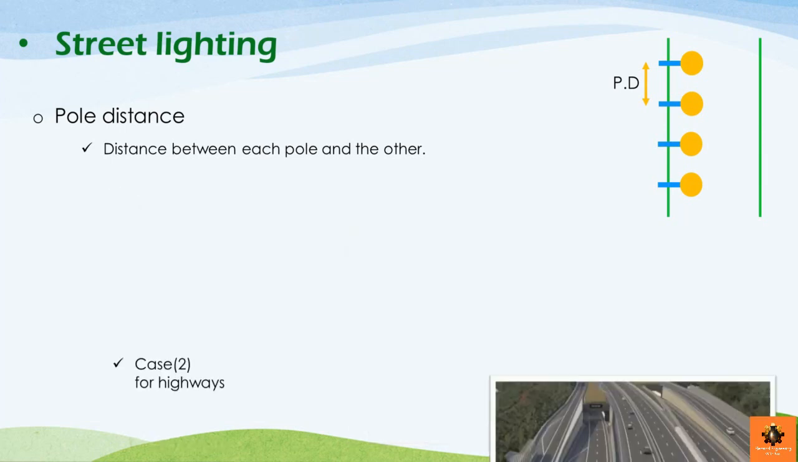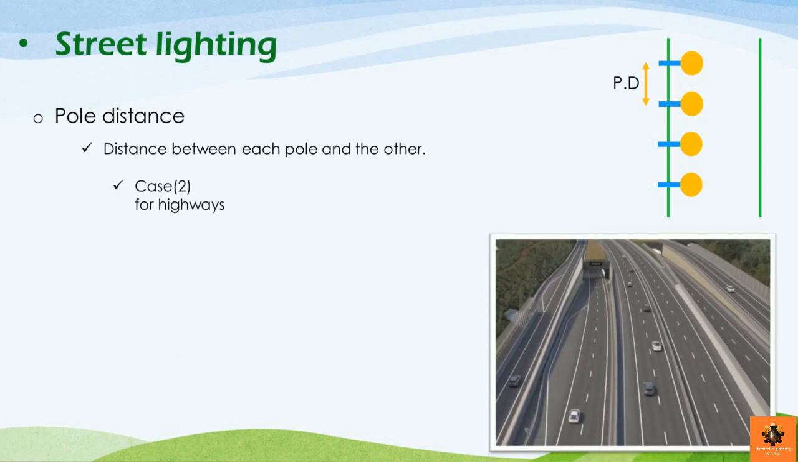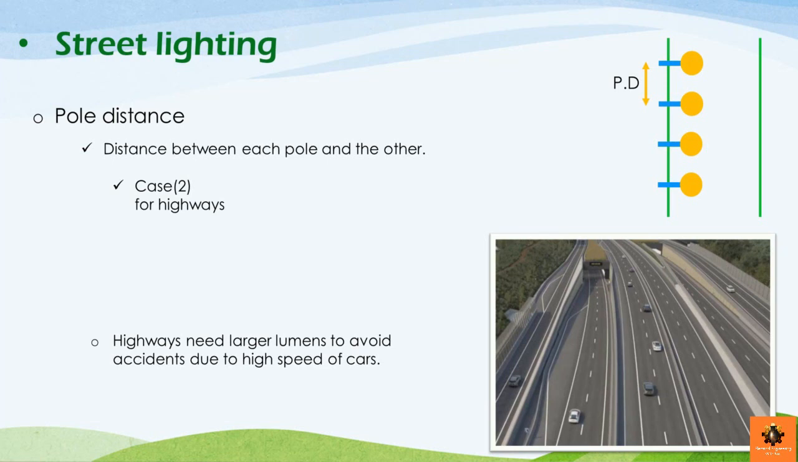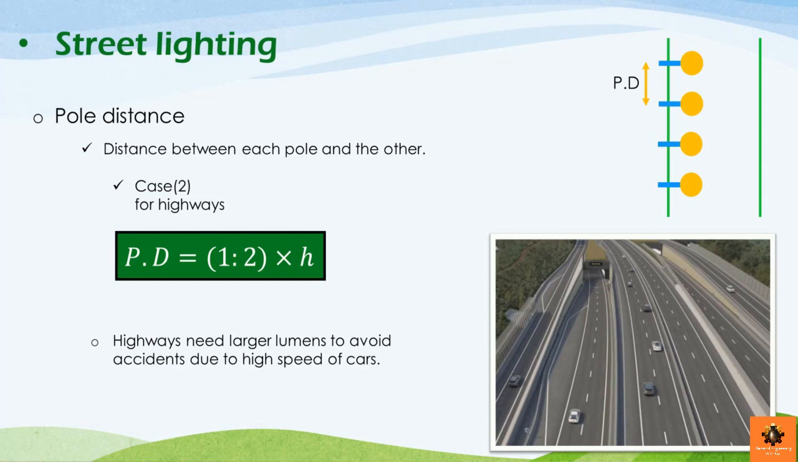But for streets outside the city, which are the highway streets, the speed of the cars is fast, so the lighting system must be strong enough for the vision to be clear, and this is to avoid any accident in the street. So in that case, the illumination must be larger, and for that reason we make the lighting poles much nearer to each other. So the pole distance in that case will range from 1 to 2 times the pole height. So if the lighting pole height is 10 meters for example, the distance between each two poles may be about 20 meters, and this is, as we said, to ensure larger output illumination.